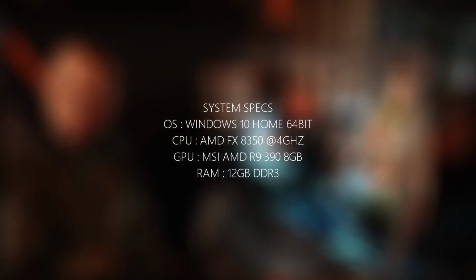So today I'm going to be conducting a VRAM usage test, ultimately answering the question of how much VRAM you really need for gaming. And since I have an R9 390 with 8GB of VRAM, we have a lot of RAM to play around with. Now before I go any further, here are my system specs.